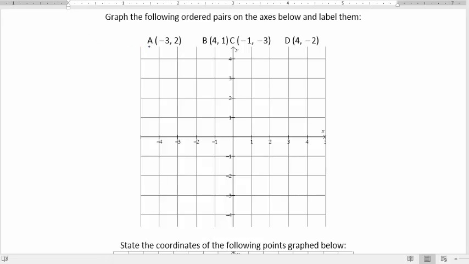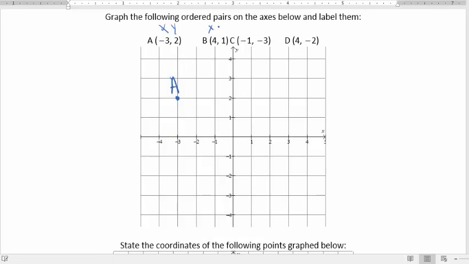So point A, they're telling us, is (-3, 2), right? So x is -3, and y is 2. Negative 3 means we go left 3, right? We start at the origin always. Negative 3 means we go left 3, and then positive 2 means we go up 2. So we arrive here at this point, which we'll label A, and it's (-3, 2), right? That was in the second quadrant because we went left and up.